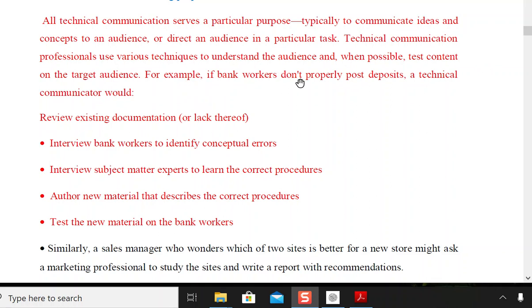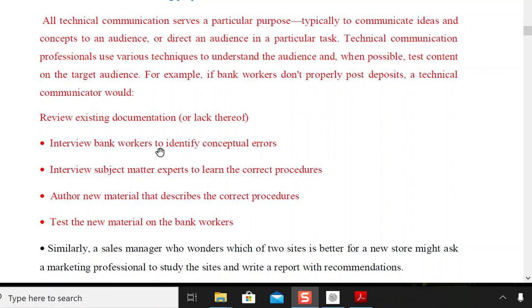For example, if bank workers don't properly post deposits, a technical communicator would, number one, review existing documentation or lack thereof. For example, in this case, if the employees or staff in a certain bank, for example, the Punjab Bank here in the university branch, are not properly depositing all the concepts and information, the person researching and writing the reports would review the existing documentation, whatever documentation has already been made by them.